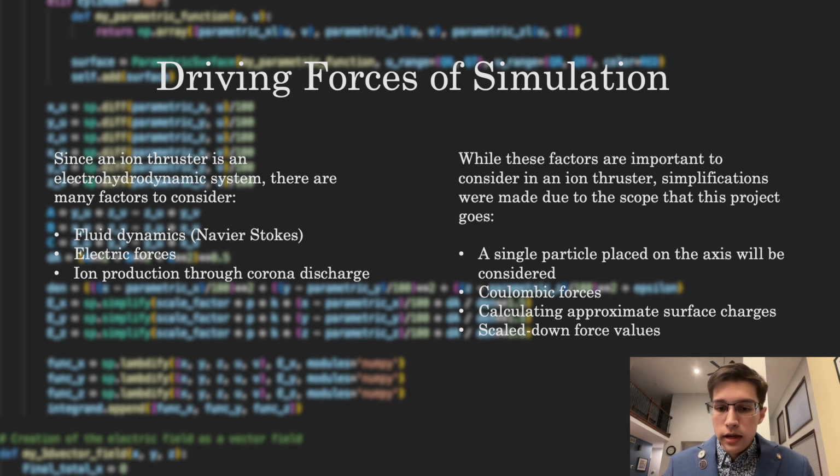We will also be calculating approximate surface charges, as stated before, using some mathematical ideas. And lastly, we will be outputting trends, not exact velocity values, because we will be scaling down the force values. Due to this, we will only see how the values compare with themselves, so some value in the simulation compared to a different value from the simulation.